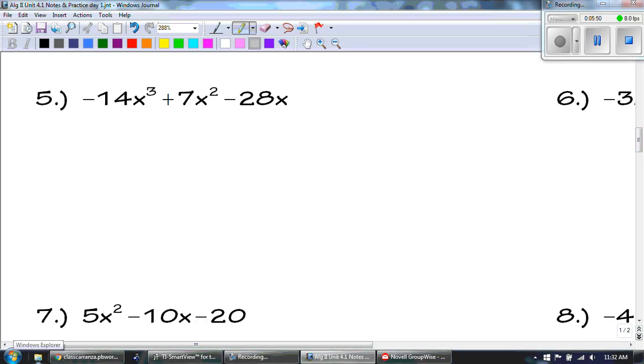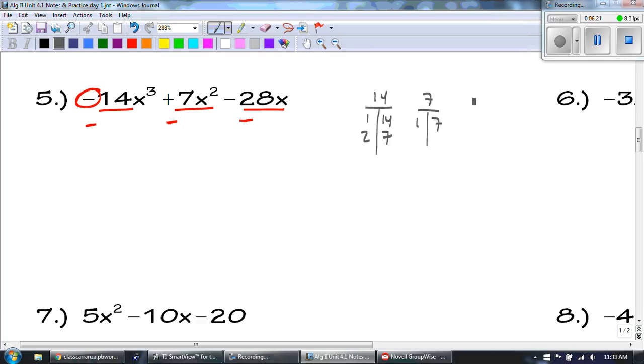All right, number 5. This is the first time that we've seen this, but my leading coefficient is negative. So no matter what, my GCF is negative. Now it's important to know your math facts because you should be able to just look and know what the GCF is. If you don't, once again, you're going off to the side and writing down all of the factors. Okay, 1 and 28, 2 and 14, 4 and 7.